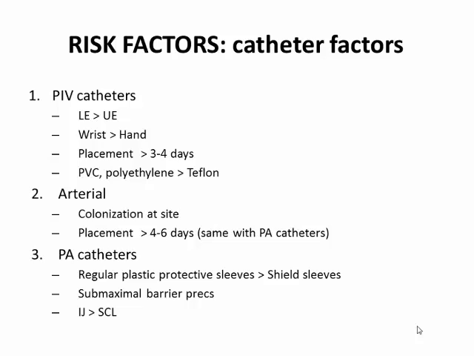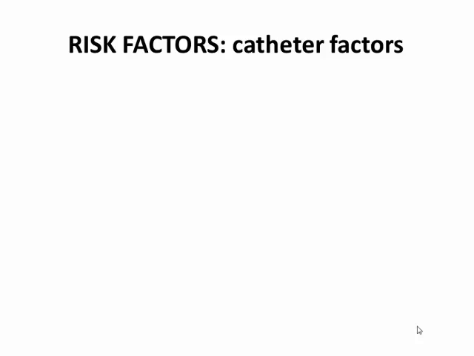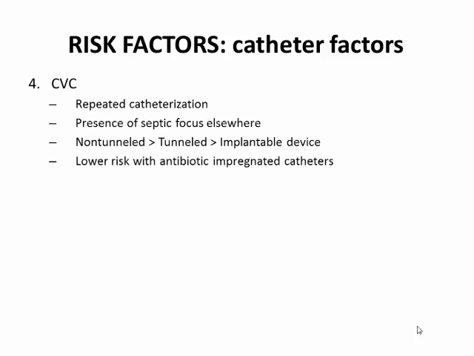Shield sleeves are naturally better than the plastic ones. Risk is higher when we use submaximal barrier precautions, and subclavian is probably better than the IJ, though we do use the IJ site now. A few more factors in terms of central venous catheters. Repeated catheterizations carry a risk, as does the presence of a septic focus elsewhere, and if it's non-tunneled versus tunneled. The safest, as you can see, is the implantable device. There is lower risk with antibiotic-impregnated catheters.